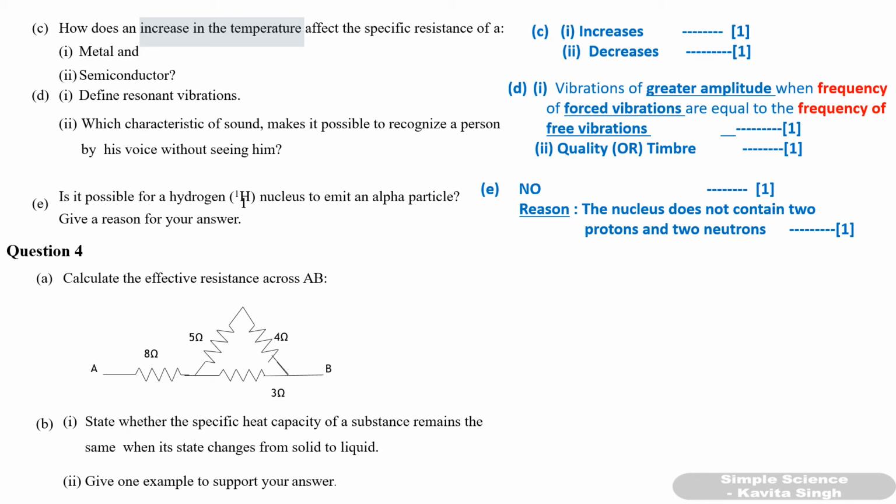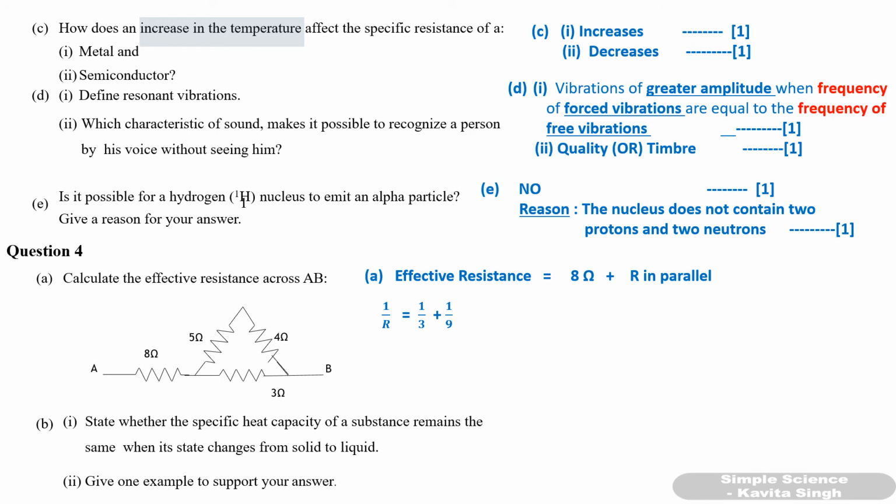Calculate the effective resistance across AB. Now effective resistance will be equal to one resistance which is in series, 8 ohm, plus this parallel combination. So first you have to solve the parallel combination and then add 8 ohm, then you will get the effective resistance between A and B. So first statement you give that effective resistance is equal to 8 ohm plus resistance in parallel, and now calculate the resistance in parallel.